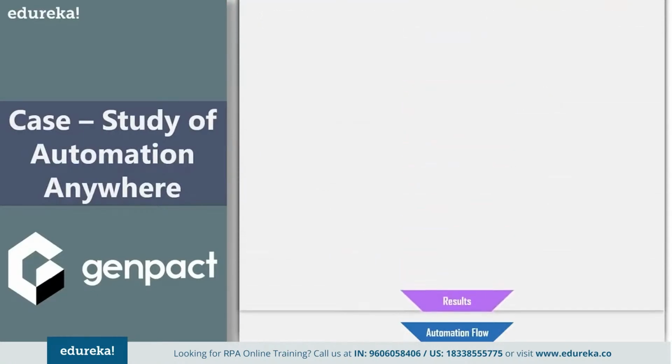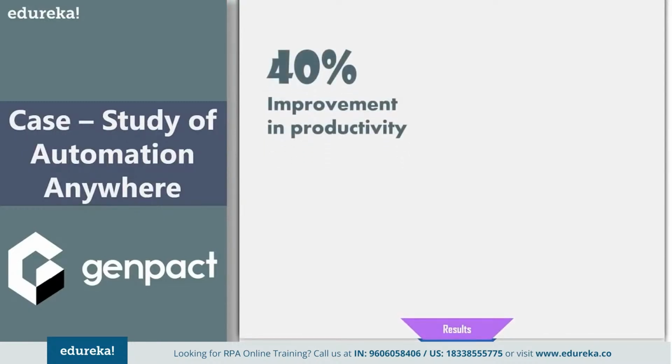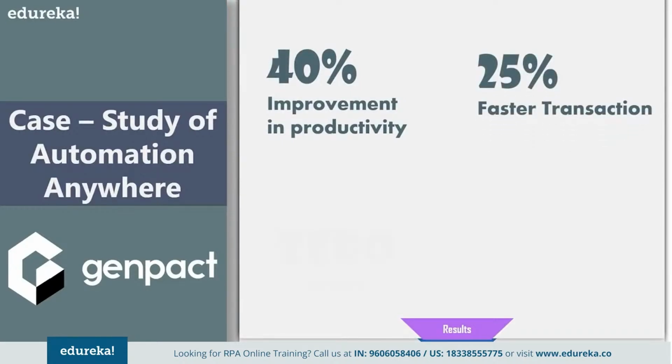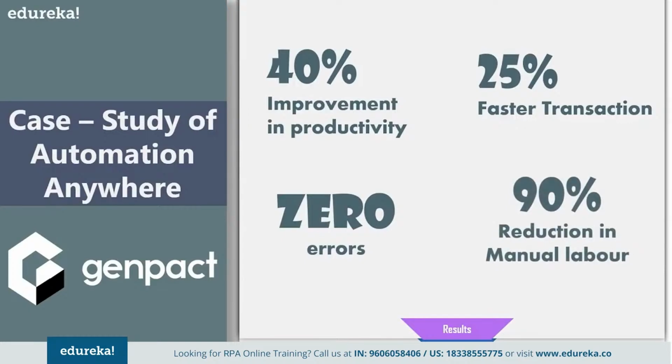Now, moving on to the results of this particular solution, the results observed are quite good. There was a 40% improvement in productivity and a 25% increase in the speed of transactions. There were zero errors caused, as people would not do anything manually, so there were fewer chances of errors, and 90% of manual labor was reduced, right? So this is, guys, quite a good number when you observe. Looking at such results, I'm sure you would be excited to learn Automation Anywhere.